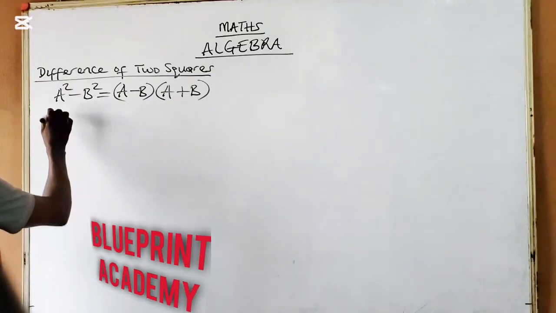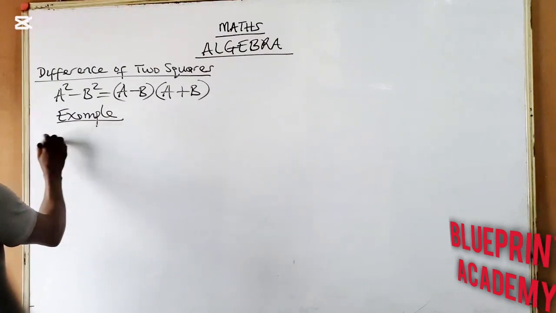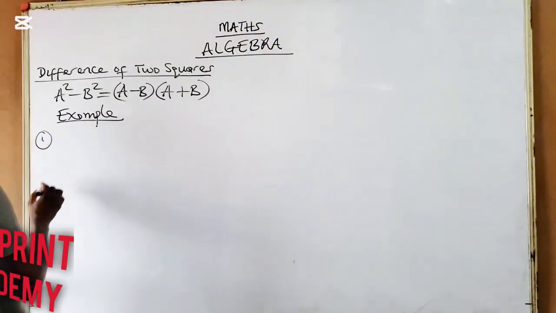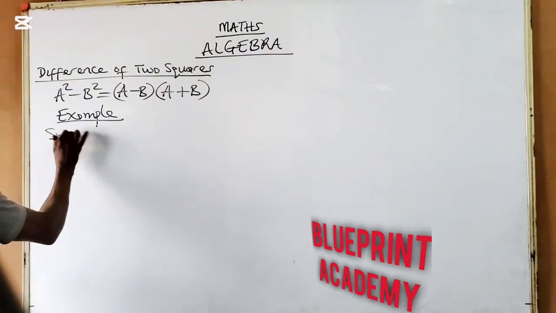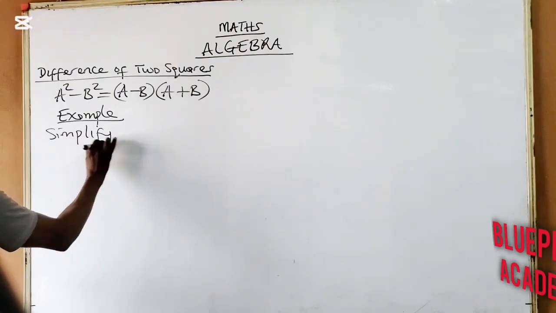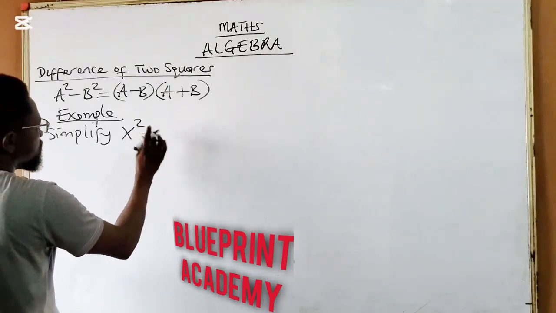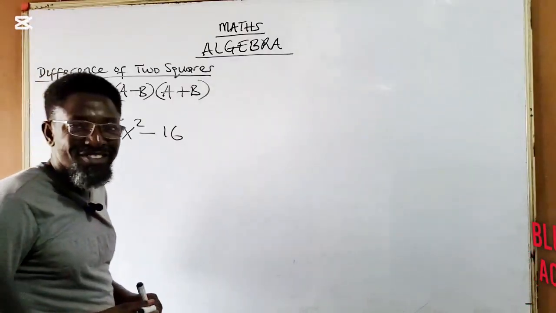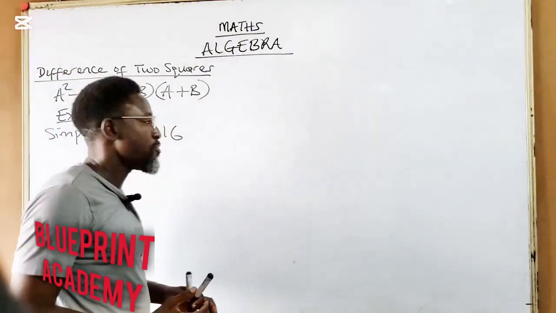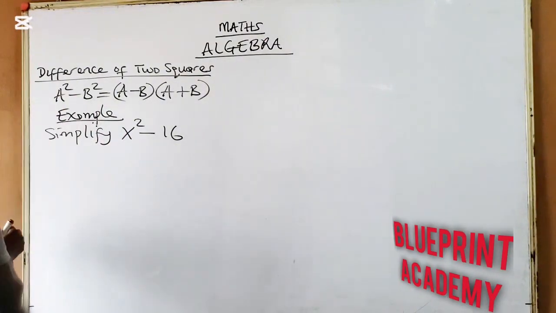Let's take, for example, if you have a question like for us to simplify, and there you have x squared minus 16. Now, to solve a question like this is not a difficult one. All we need to do is to write this one to be like this.